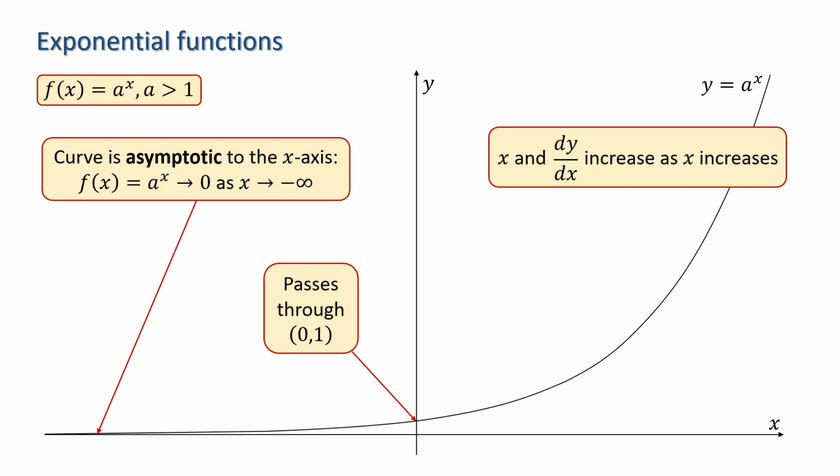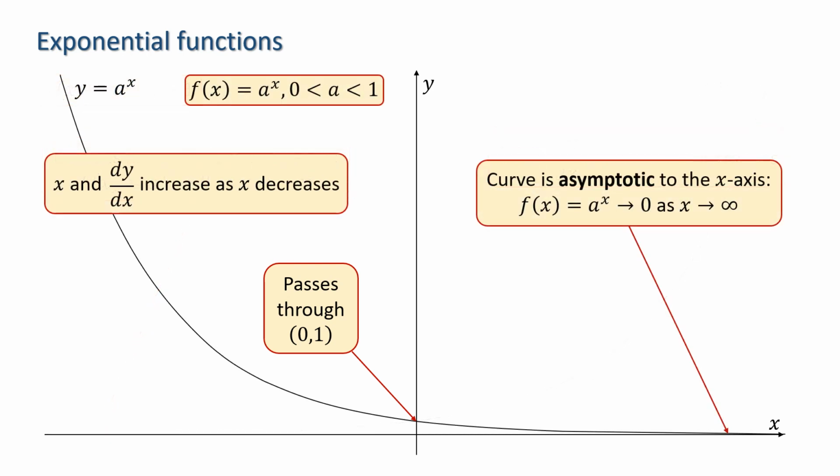This behaviour is the same for all exponential functions except the case a equals 1, which just has a constant value of 1 since 1 raised to any power is just 1. If a is greater than 1, we get behaviour of the type we saw for 2 to the power of x and 3 to the power of x. And if a is between 0 and 1, we get behaviour like the case a equals 1/2.